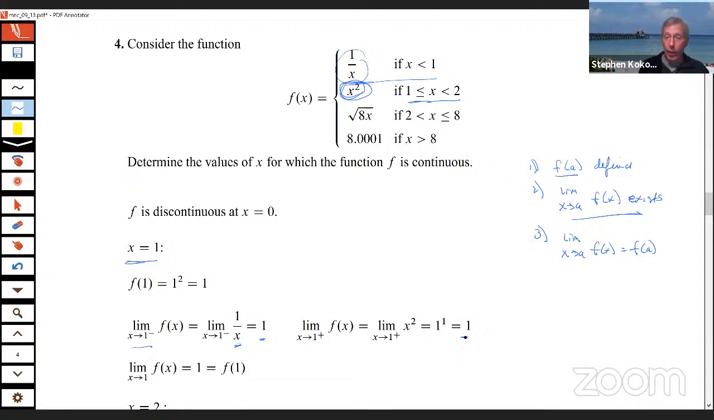So, I put all this together. The overall limit is 1. That's equal to the value of f at 1. So I know the function is continuous at 1.